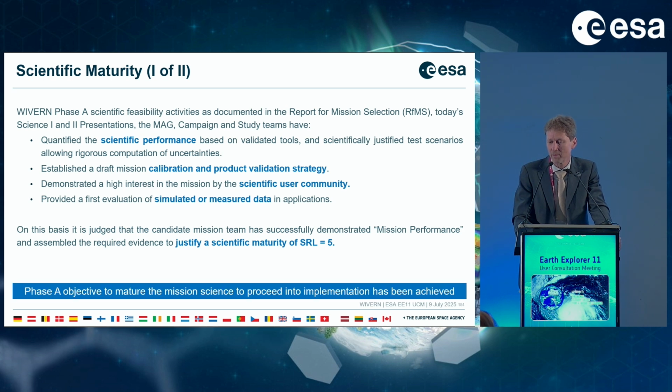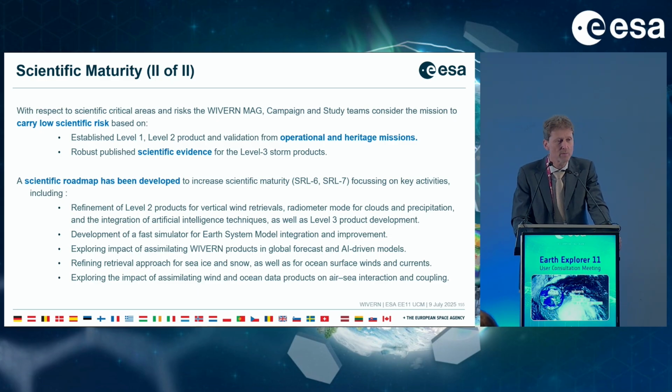So here is the summary: the Phase A objective to mature the mission science to proceed into the implementation has been achieved. Again, as for the CAIRT mission, we also asked the teams to assess critical elements and risks. The MAG and the campaign and study teams consider that the mission carries a low scientific risk. This is based on the established level 1, level 2, and also the validation activities coming from operational missions, but also from heritage missions, as was demonstrated this afternoon. And in particular for level 3, they have very robust scientific evidence that this will work.